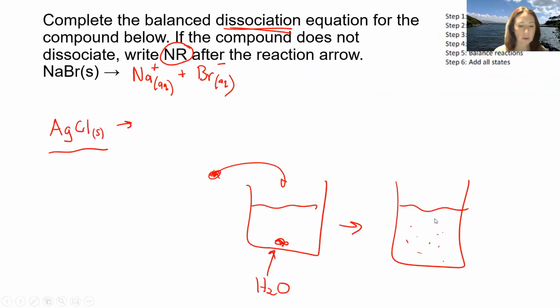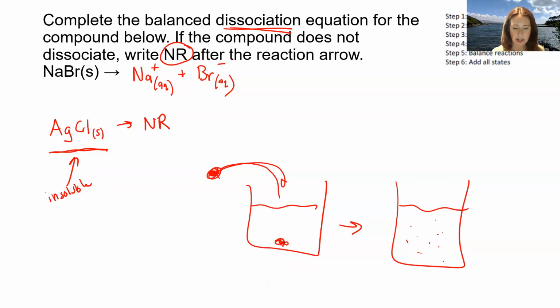So these are only going to be no reaction if this is insoluble. So for example, if I put solid AgCl here, over time I would just have a bunch of AgCl sitting at the bottom, right? The only time it's no reaction is if you look at your solubility table and it says insoluble. Okay, any more questions on dissociations? Because I've gotten a lot of these questions.